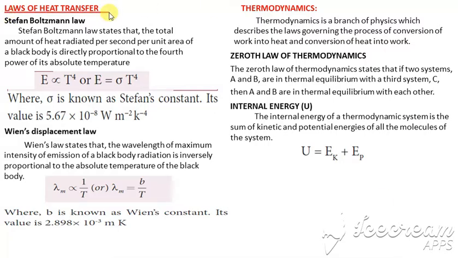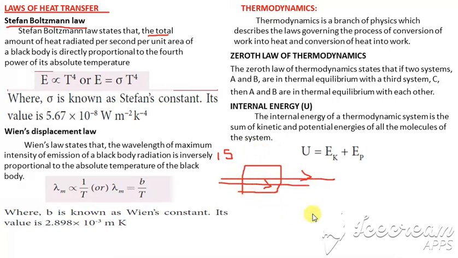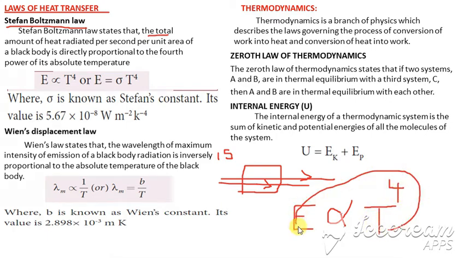There are various laws which are based on the transfer of heat. First one is Stephan-Boltzmann law. Stephan-Boltzmann law states that the total amount of heat energy radiated per second per unit area. So we are considering a unit area, and for 1 second, for 1 unit area, how much amount of heat energy is passing. Okay, if you calculate that, that energy is proportional to the fourth power of its absolute temperature. Okay, if you see that, that will be proportional to it.